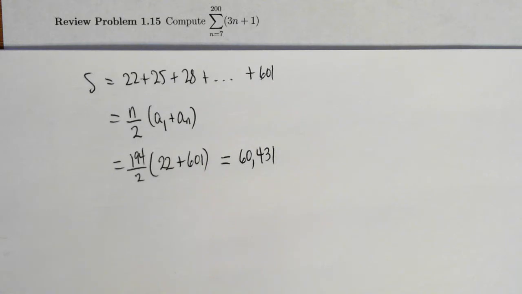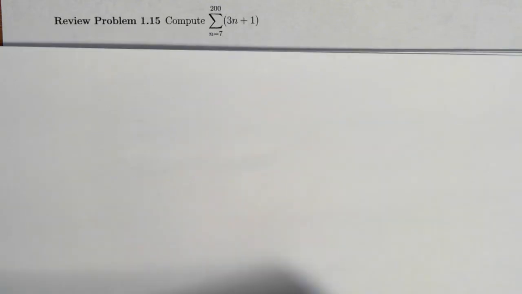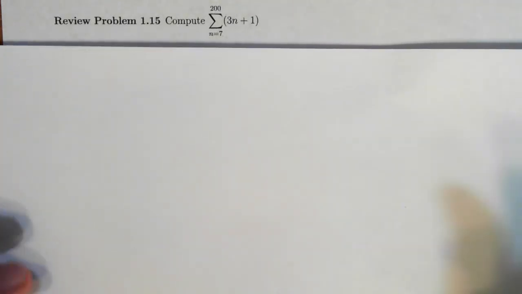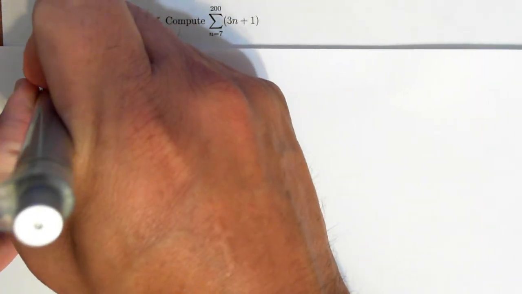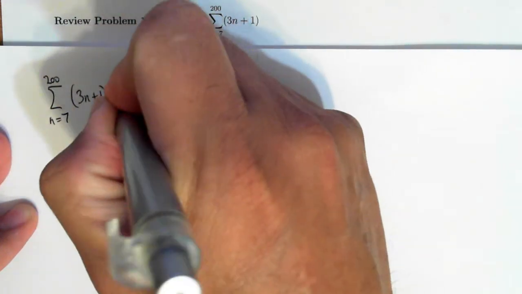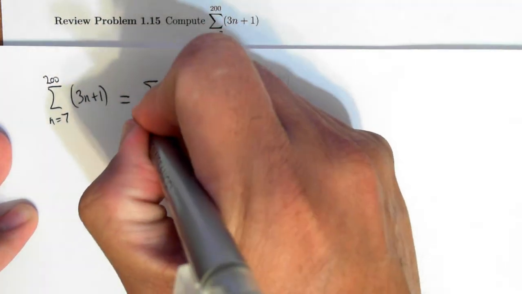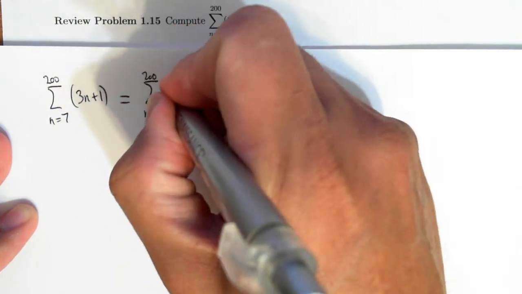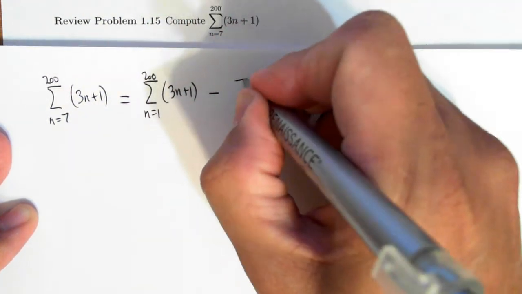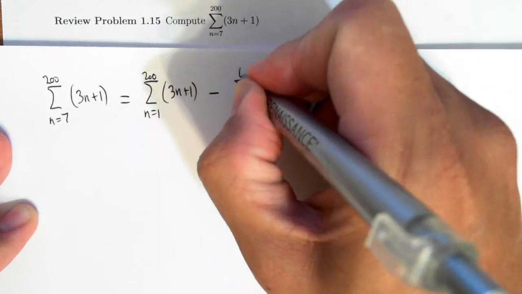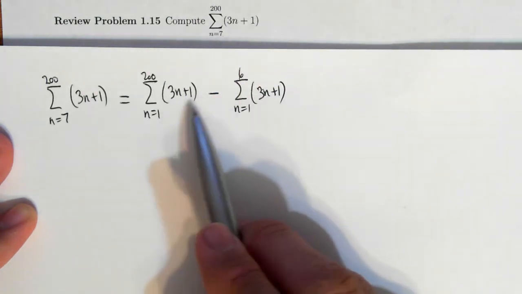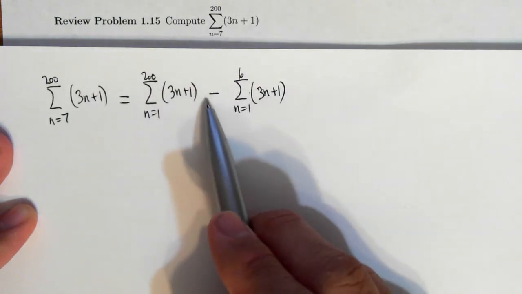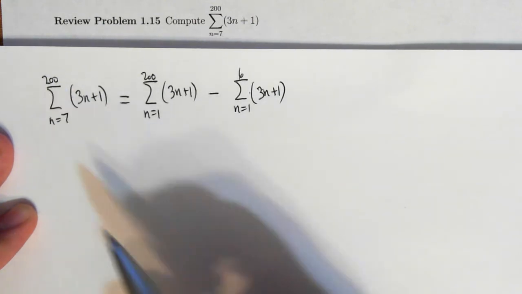I want to show a second way of doing it that's not necessarily superior, but it's something that you ought to be familiar with when doing a problem like this. And the way that we'll do this is as follows. Summation n equals 7 to 200 of 3n plus 1. That's equal to, well, let's write it as the sum from 1 to 200 of 3n plus 1 minus the sum n equals 1 to 6 of 3n plus 1, where I am explicitly subtracting off the first 6 terms. So from 1 to 200, but I'm going to take away from 1 to 6, and that would give me from 7 to 200.